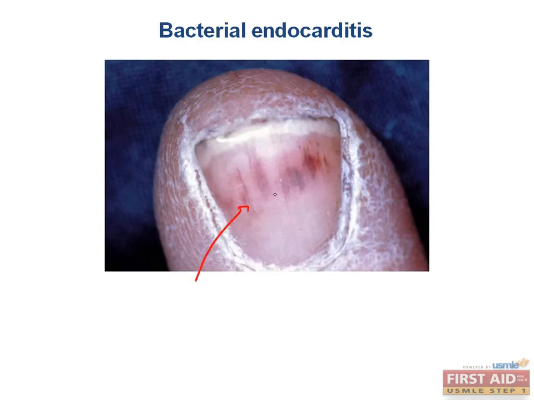So these are just tiny little septic emboli that cause microinfarctions of the tiny vessels supplying the nail bed. This is a sign of septic emboli being thrown from the vegetations on the cardiac valves. A great sign of bacterial endocarditis.